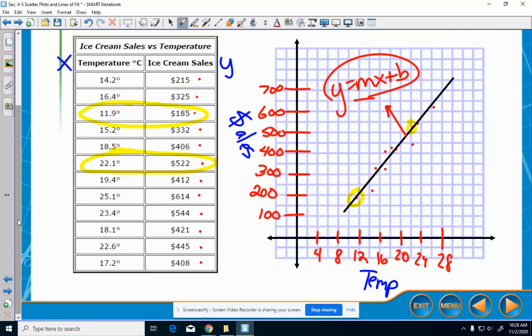And tomorrow when we come to class, we're going to use a computer and it's going to tell us what is the best line. So we're going to see how accurate you were to what the computer says. So don't lose this sheet of paper that we're using right now. But I've got two ordered pairs, 11.9, comma 185, and I've got the ordered pair 22.1, comma 522. So what's the slope and what's the y-intercept? And your line's going to be different than mine, and that's okay. We'll see who's better.